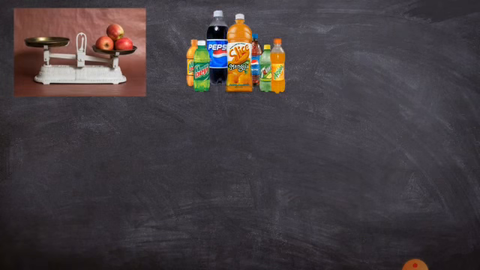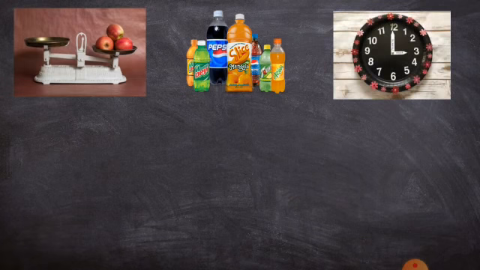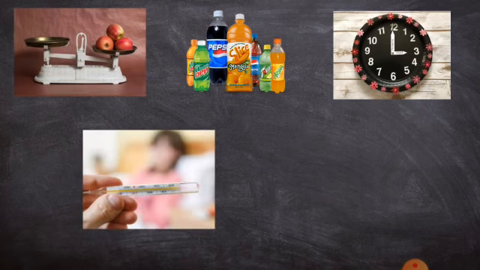Here they have given a weighing machine with apples. Most vegetables and fruits are measured in kilograms with the help of weighing machines. Juices and oil we measure in liters. With a clock, time is measured in seconds. A thermometer is used to measure temperature, or hotness or coldness of a body. It is usually measured in Celsius, sometimes Kelvin or Fahrenheit.